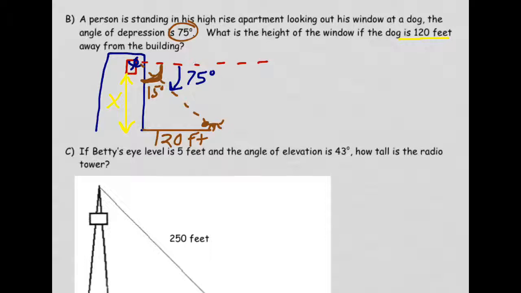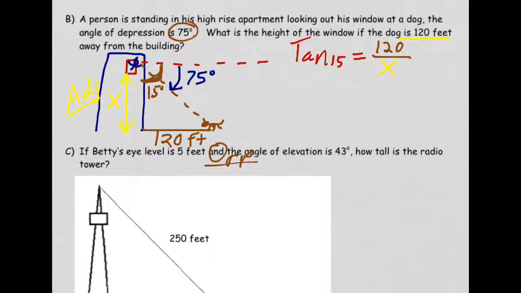Well, now we know that we can do a trig function, and just like before, we have our opposite here, and right here on this side we have our adjacent. And so we've got OA, so that sounds like TOA to me. So tangent, and what is our angle? Our angle is 15. Tangent of 15 is equal to our opposite, which is 120 feet, over our adjacent, which is the x that we don't know yet.